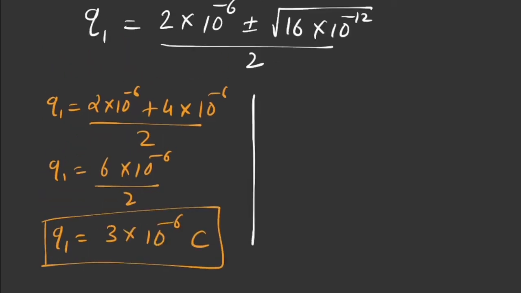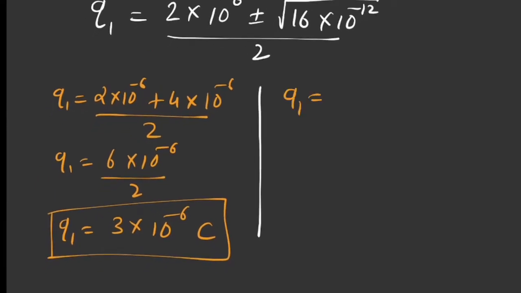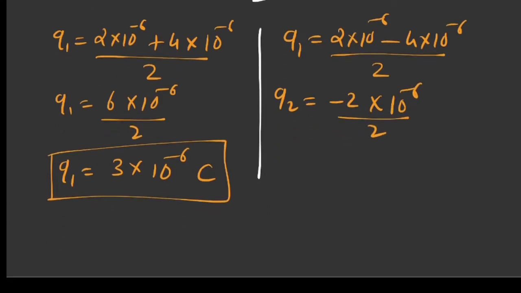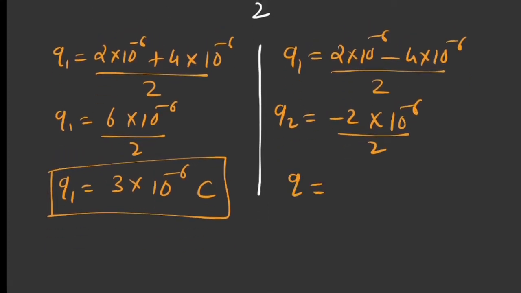Okay. Now again take the minus 1 for q1, for minus: 2 into 10 to the power minus 6 minus 4 into 10 to the power minus 6, divided by 2. Now q2 is equal to what? Again it is minus 2, isn't it? Minus 2 into 10 to the power minus 6 divided by 2. The 2 gets cancelled. So q2 is minus 1 into 10 to the power minus 6 coulomb.